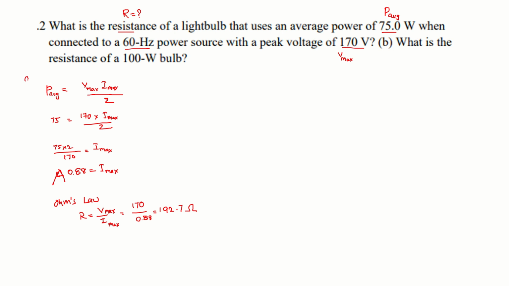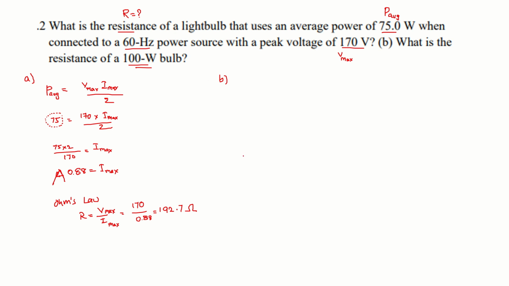This is the first part. Now we have to find the second one. What is the resistance of a 100 watt bulb? Everything is the same. The only difference is this time we replace 75 with 100. That is the only difference. Come on, you do it.